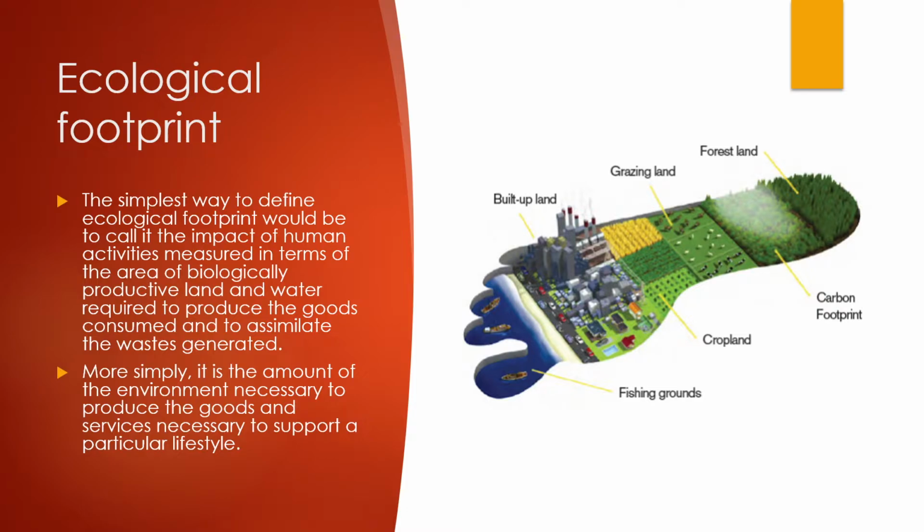So as you can see, there are 6 different types of land types. We have our fishing grounds, our built up land, cropland, grazing land, forest land, and then carbon footprint.